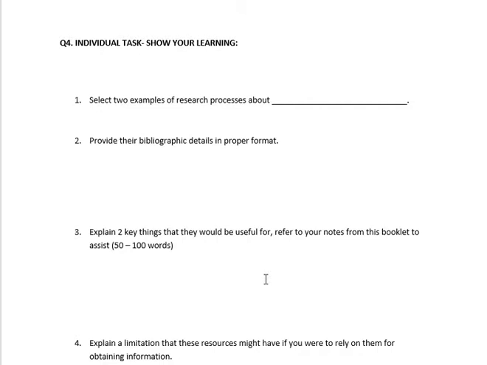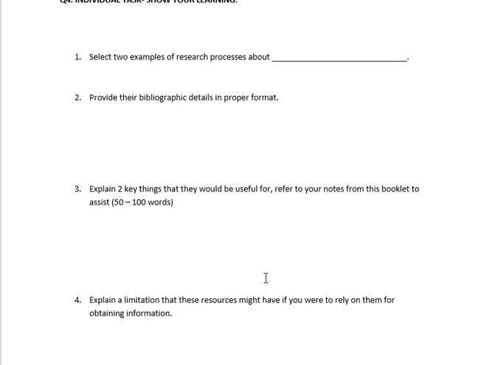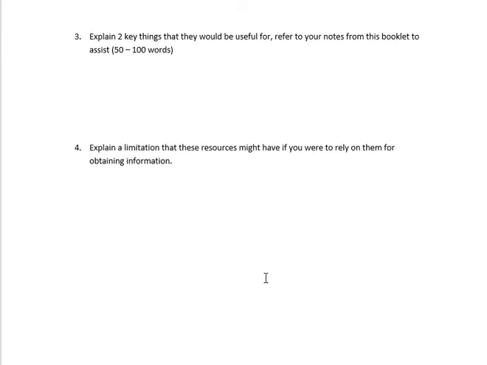So whatever that topic is, they find 2 examples of research processes. So it could be something archival, could be something academic, could be 2 websites. The depth, complexity, and sophistication of the choices here is what's going to really inform the grading. So they have to show that they can do bibliographic details properly, and then 50 to 100 words explaining why they would be useful for that topic in particular, or why they would be limited.